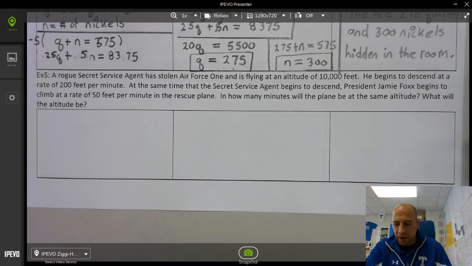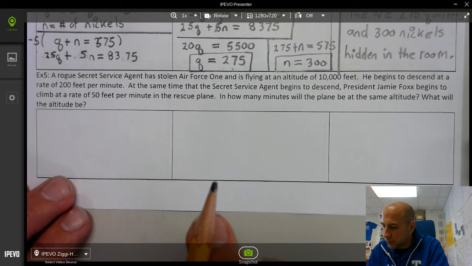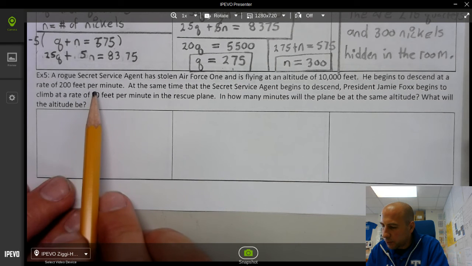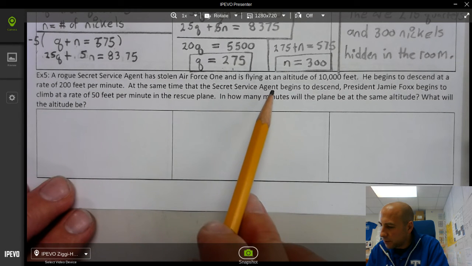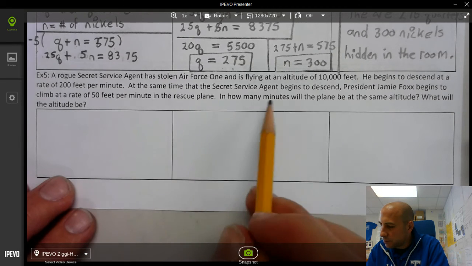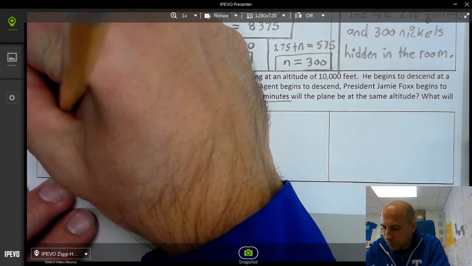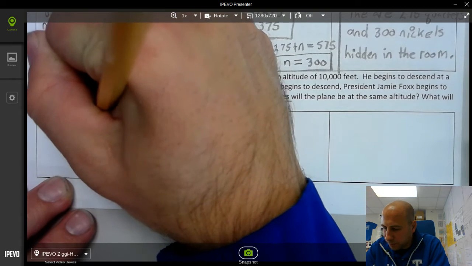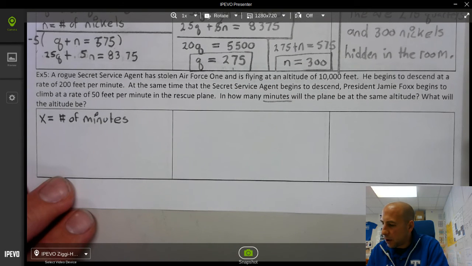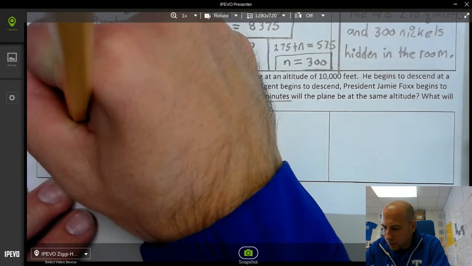All right, so step 1, define the variable. This one's a little tricky to figure out, but let's think about this. We have altitude, descend at a rate of 200 feet per minute. At the same time, the Secret Service agent begins to descend. President Jamie Foxx begins to climb at a rate of 50 feet per minute in a rescue plane. How many minutes? So minutes is going to be one variable. Let's call that x, the number of minutes for the plane to be at the same altitude. So y is the altitude in feet.